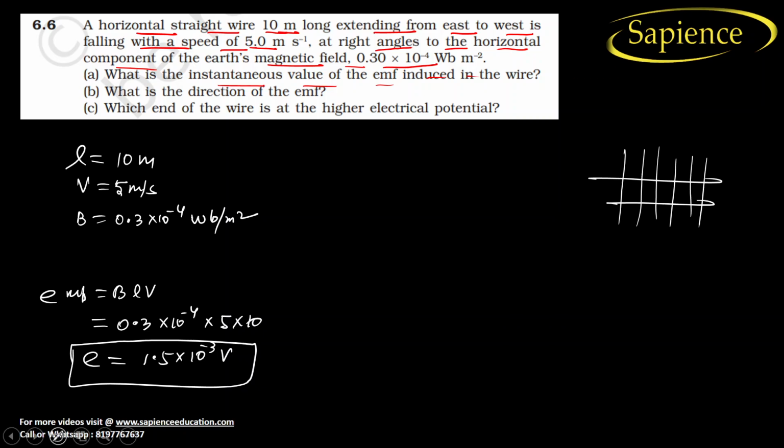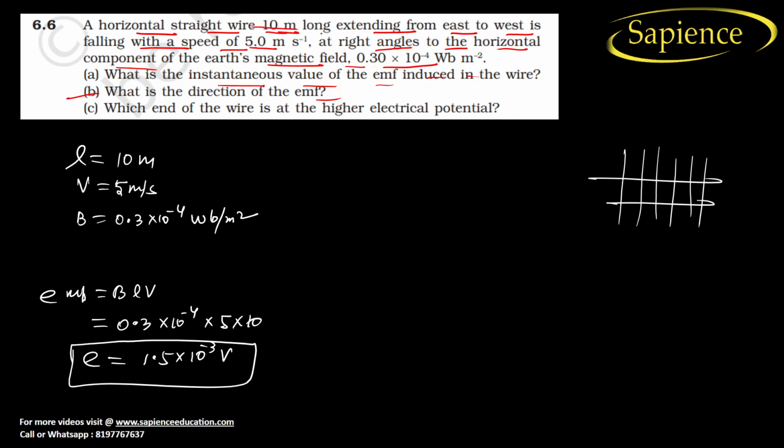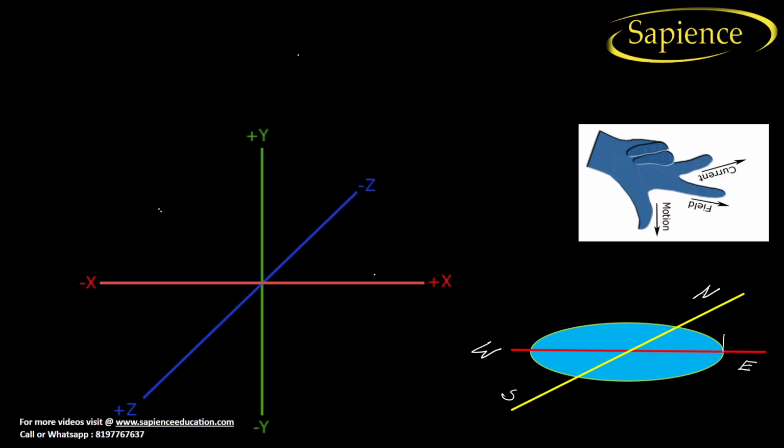So this is the EMF which has been produced in this wire. Now the second part they are asking is, what is the direction of the EMF? I hope you have understood the scenario. If you have not understood this scenario, let us see. A horizontal straight wire of 10 meter long extending from east to west. So if you observe, there is a horizontal wire, right? So let us draw a horizontal wire like this, and it is falling like this.